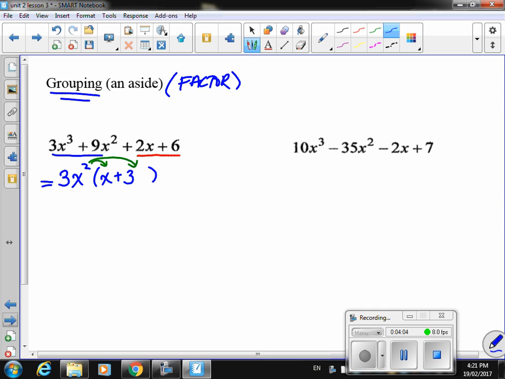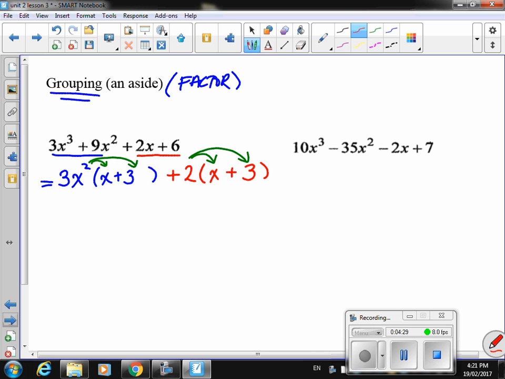Pause. Now I'm going to factor my second two. 2x plus 6, the greatest common factor for those two terms would simply be 2. 2 times what gets me what I started with? So 2 times, I need an x, and 2 times 3 gives me the 6 I started with.